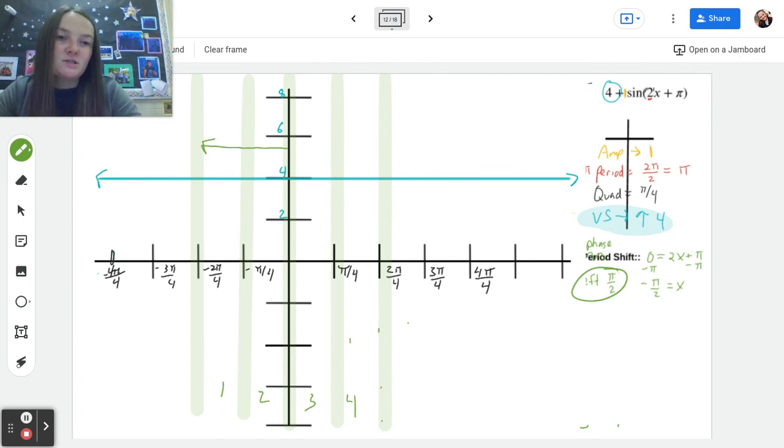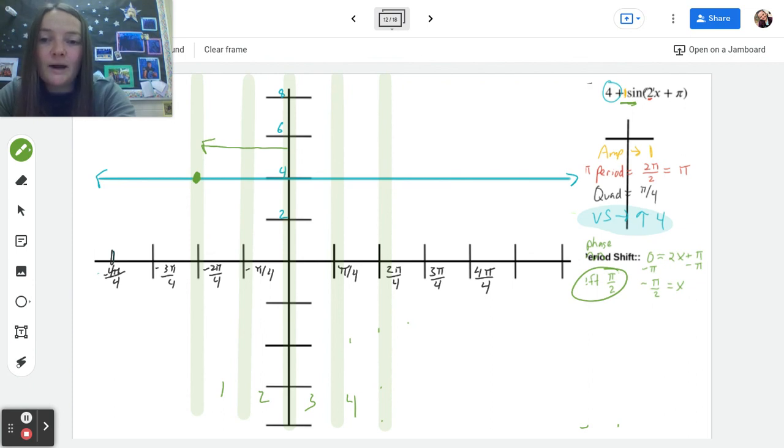All right, so all I need to do is start this. This is a sine function. So remember that sine functions start at the midline. So I'm going to start at the midline, but the midline is no longer at the origin. The midline got shifted to the left pi over 2, and it got shifted up to this new midline here at 4. So this is my new starting place.